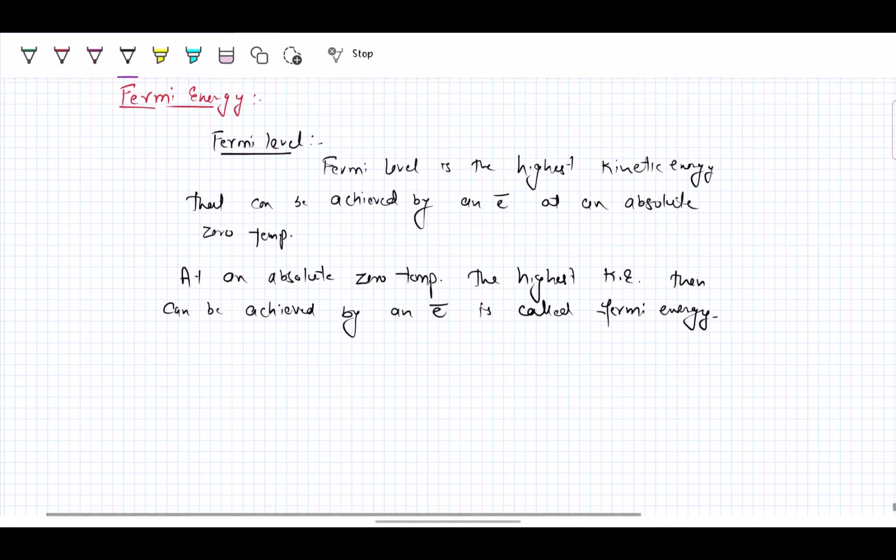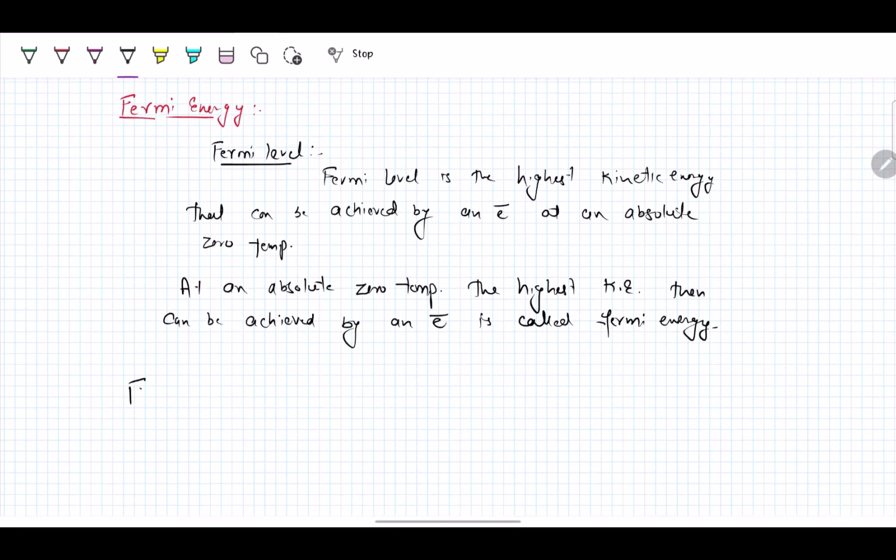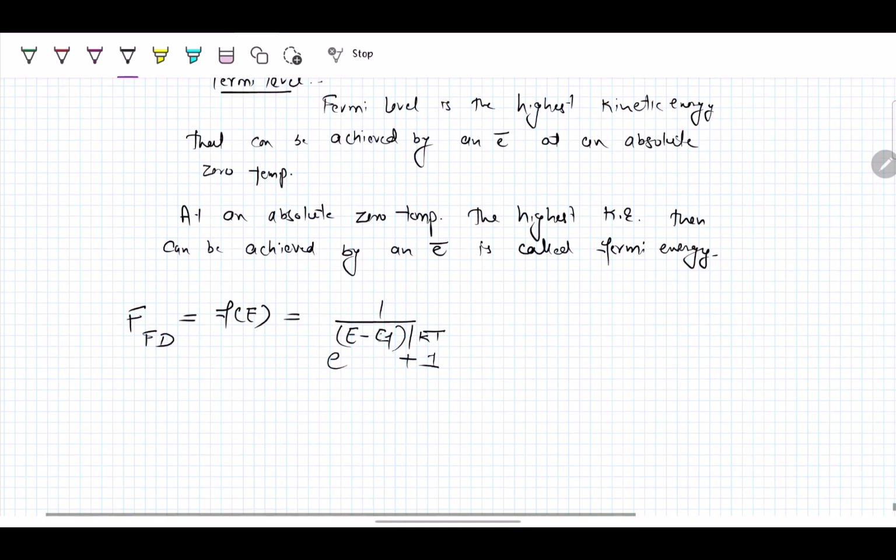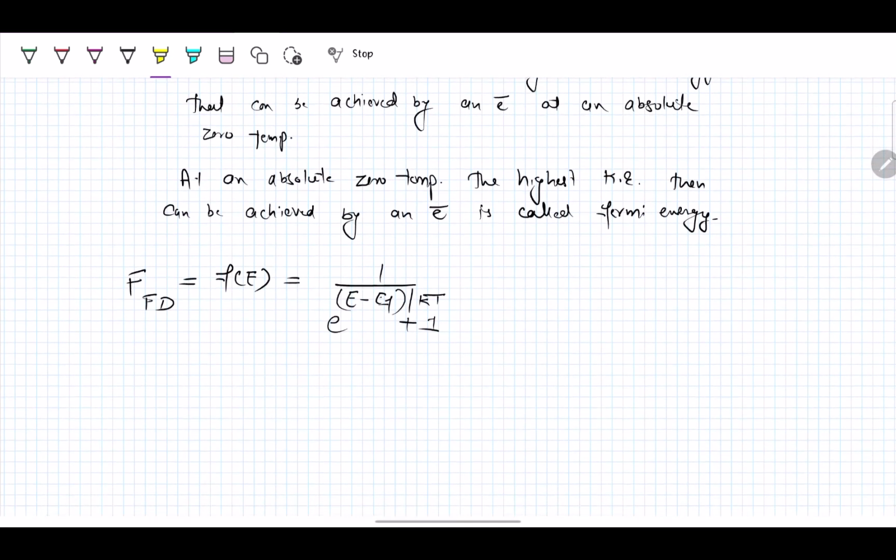Alright, so in the case of the Fermi-Dirac distribution for fermions, we can write the Fermi-Dirac distribution, represented by f(E), as a function of energy and Fermi energy: f(E) = 1 / (exp((E - EF)/kT) + 1), right? So here we have the complete Fermi-Dirac distribution.